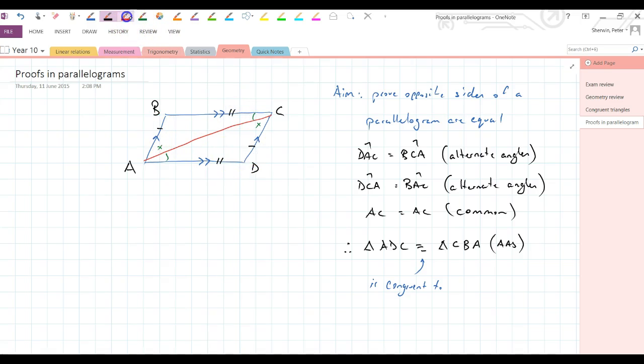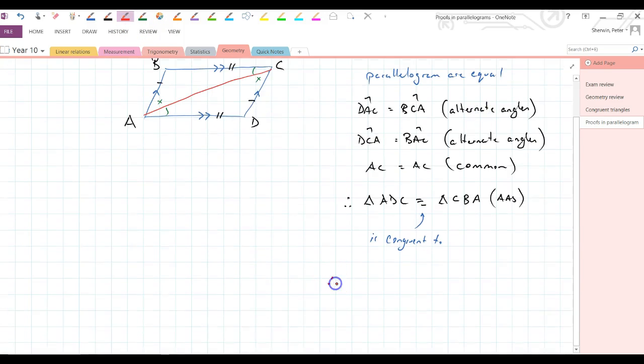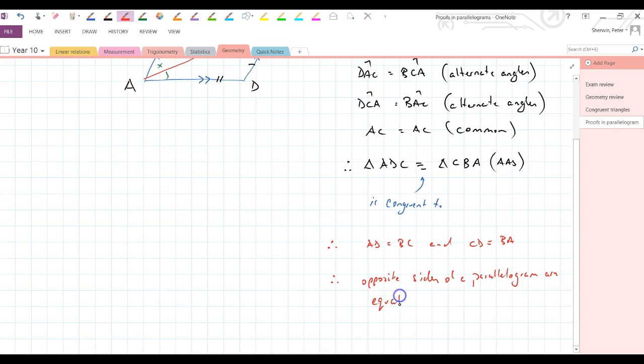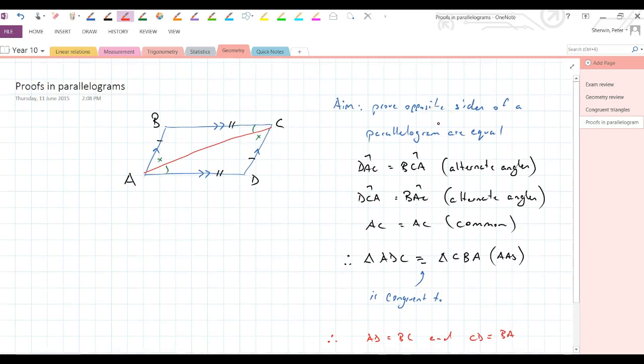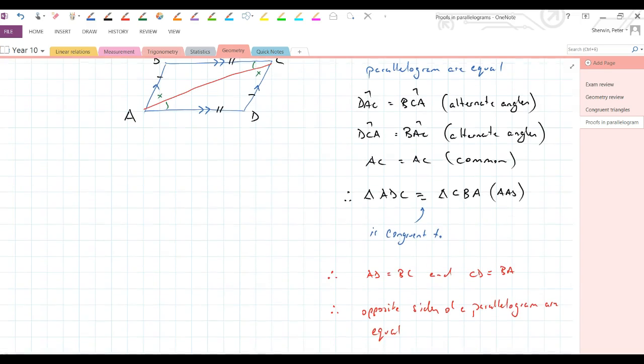So therefore, this is the big statement. This is the clincher. Therefore, AD is equal to BC, and what's more, CD is equal to BA. So therefore, when we're doing some serious maths here, opposite sides of a parallelogram are equal. And that was the aim. Have a look at the top: prove opposite sides of a parallelogram are equal. Okay, by using congruent triangles, we've managed to achieve that.